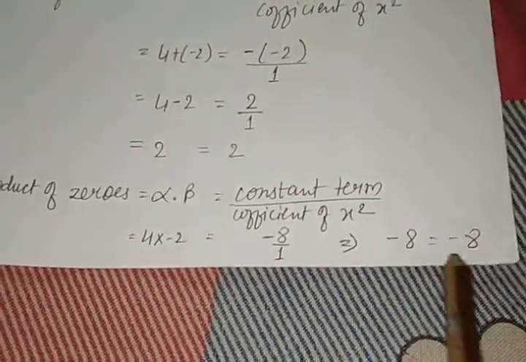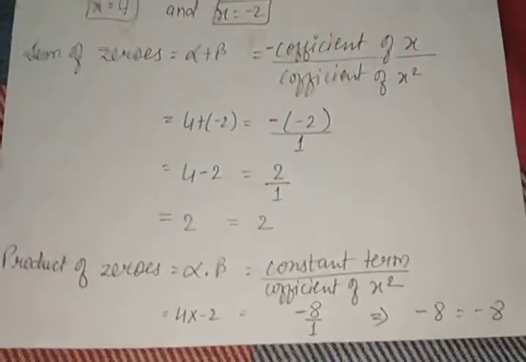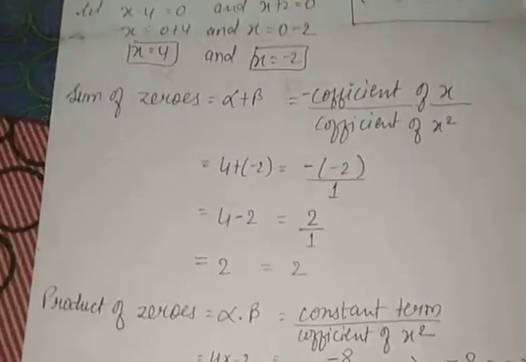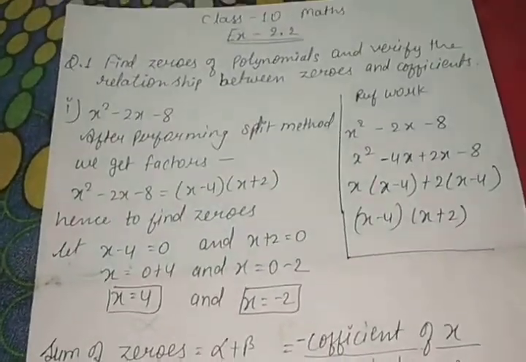Both terms are equal. That means the sum of zeros and the product of zeros are equal to the relationship between the coefficients of the polynomial and the zeros of the polynomial.